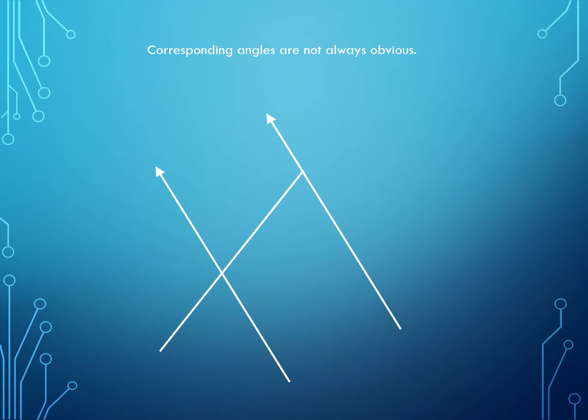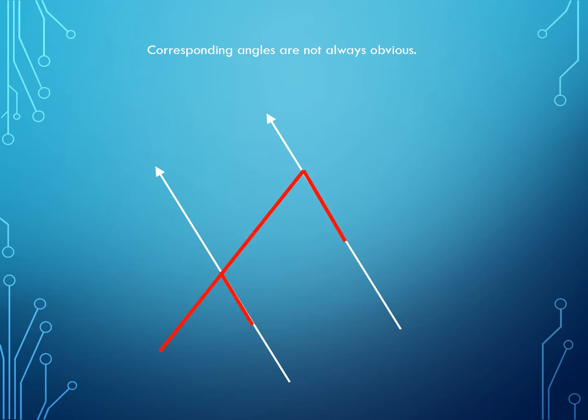So sometimes when we're looking at them, they're not always obvious. So what we need to make sure, first of all, is that we can spot where they are. So I've got two parallel lines, a third line that cuts through them. And again, one of the most important things we need to remember here is that they have to have two parallel lines. Okay, if two of the lines are not parallel, then we cannot use this fact to help us.